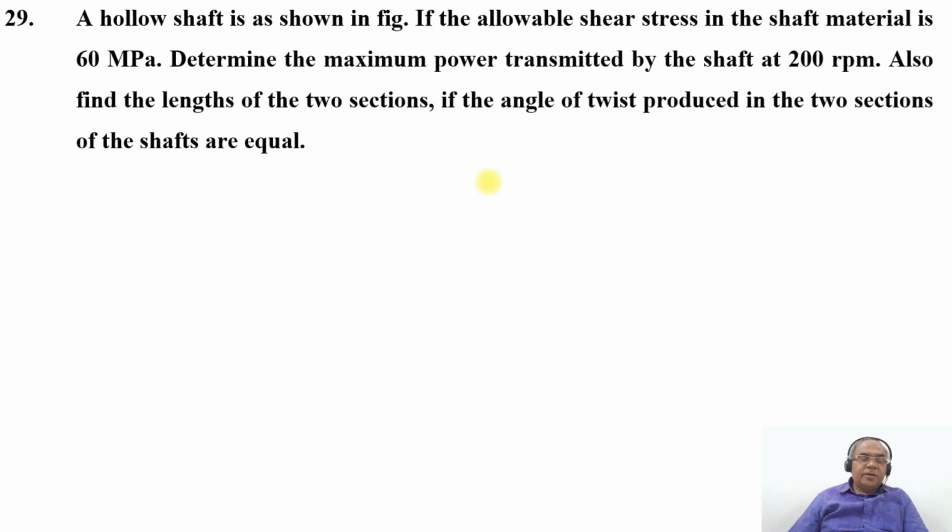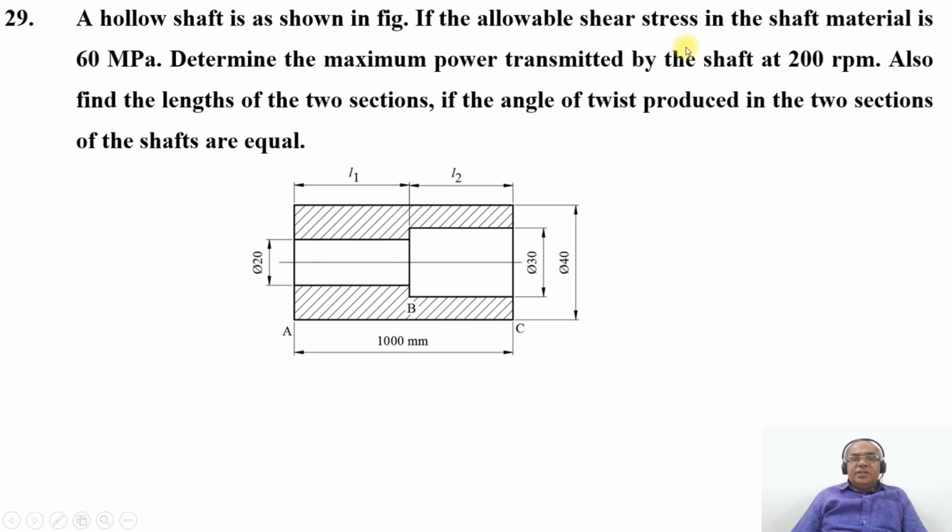Now, in this video, we're going to take up one more problem on shaft, problem number 29. A hollow shaft is as shown in the figure. If the allowable shear stress in the shaft material is 60 MPa, determine the maximum power transmitted by the shaft at 200 RPM. Also, find the length of the two sections if the angle of twist produced in the two sections of the shaft are equal.